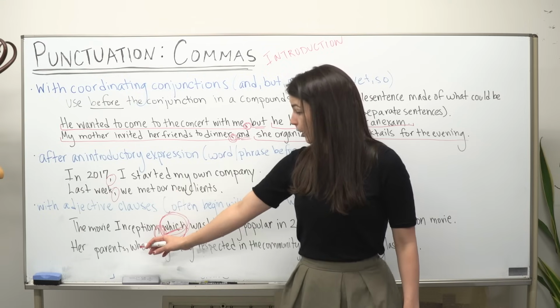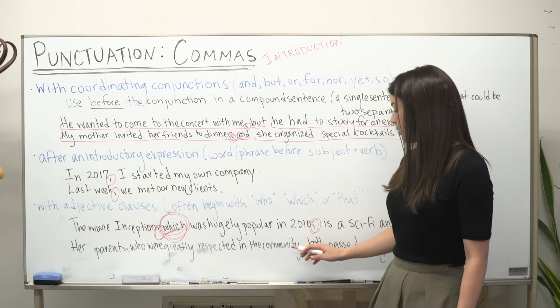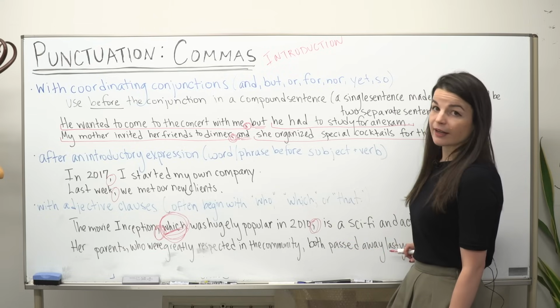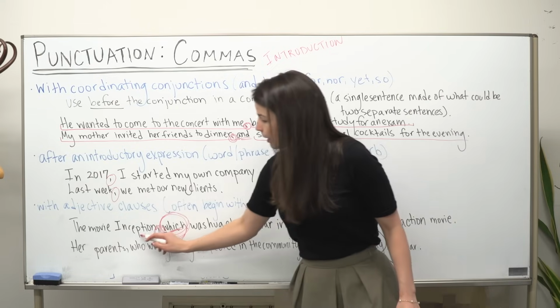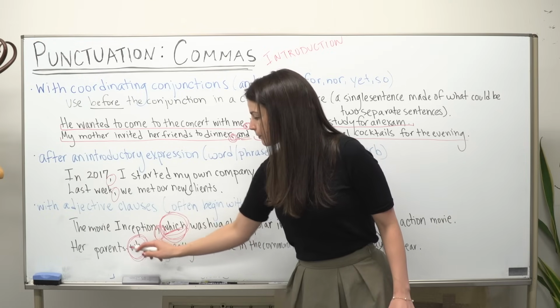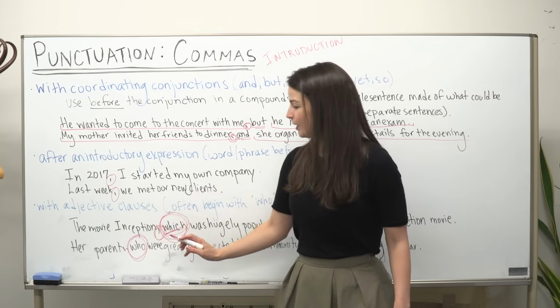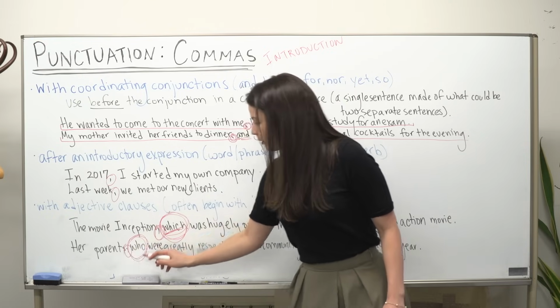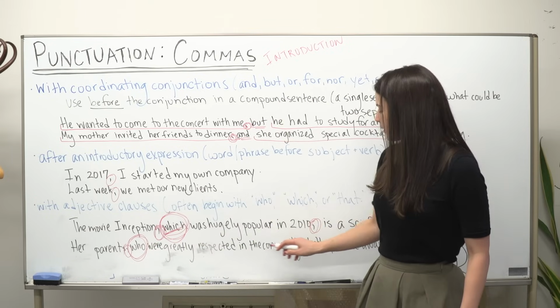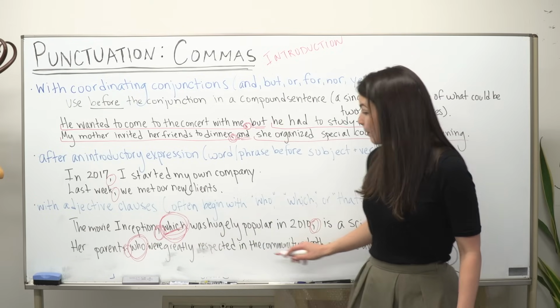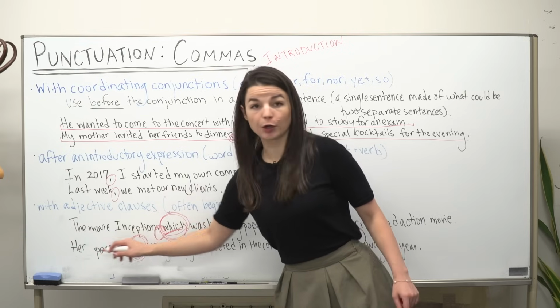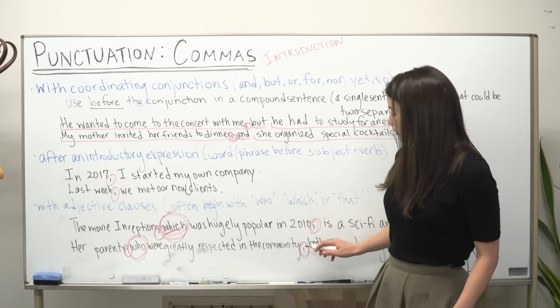Her parents, who were greatly respected in the community, both passed away last year. So in this case, my relative pronoun is who. And again, this is extra information, who were greatly respected in the community. So I've given some extra information about her parents, and I've set that off with commas.